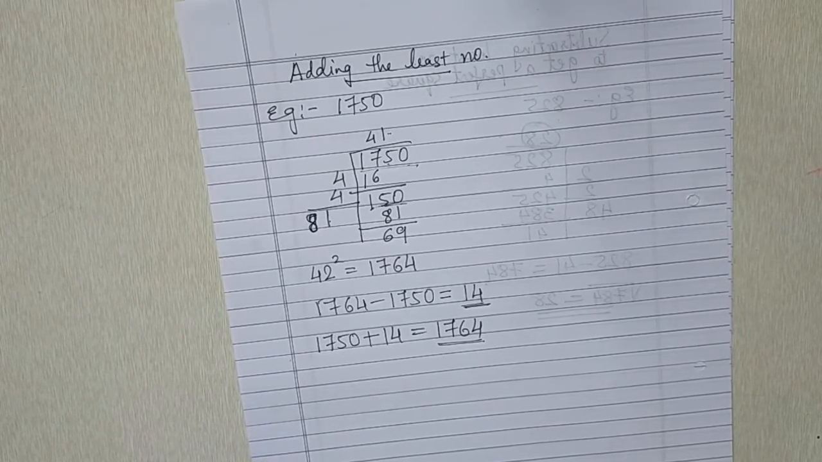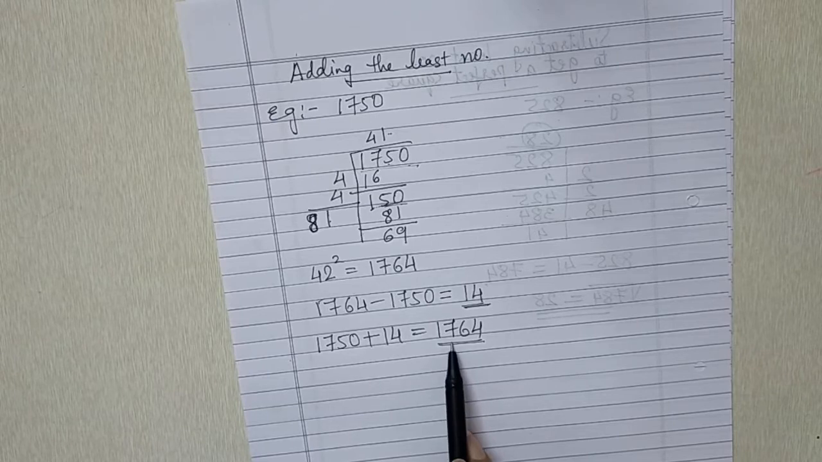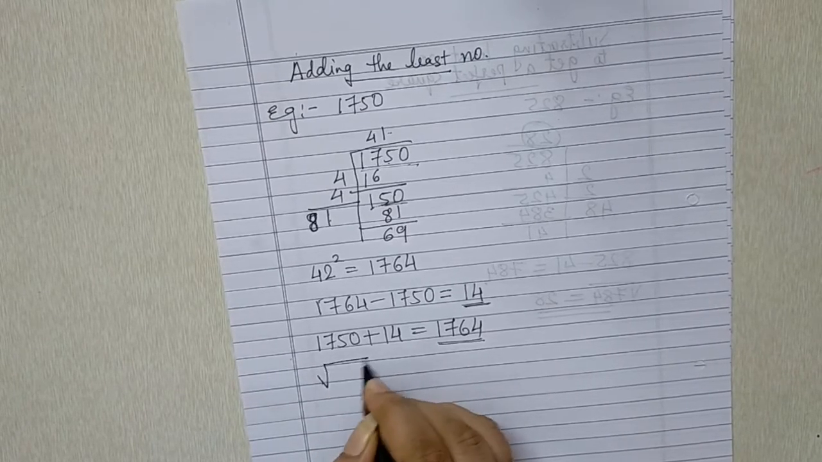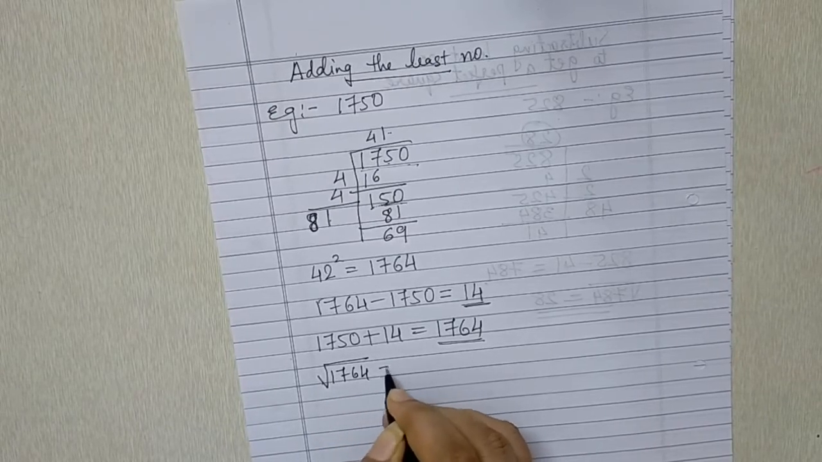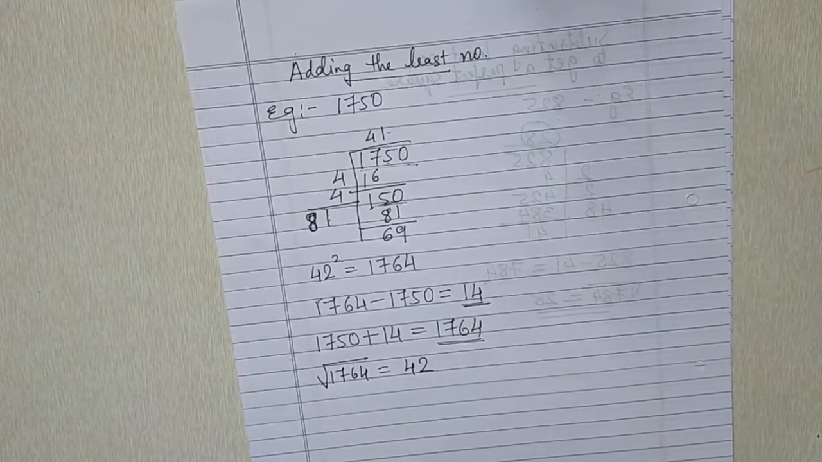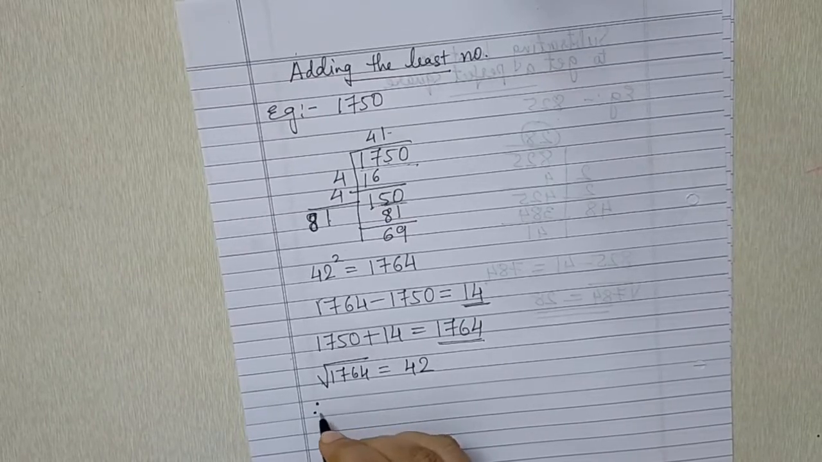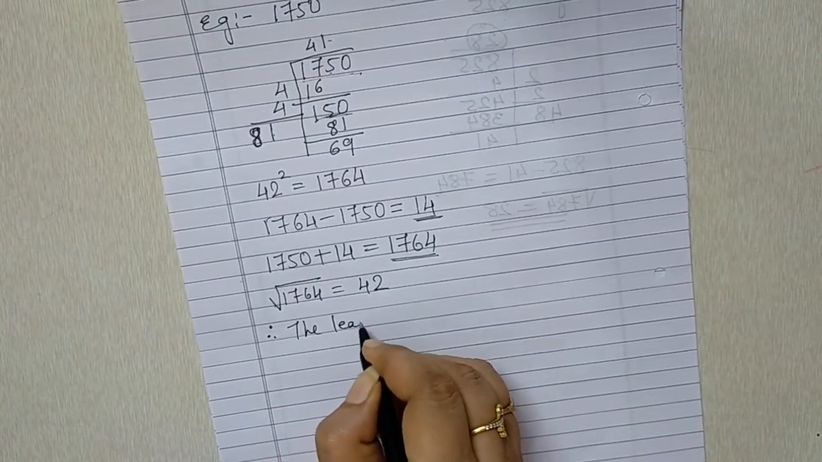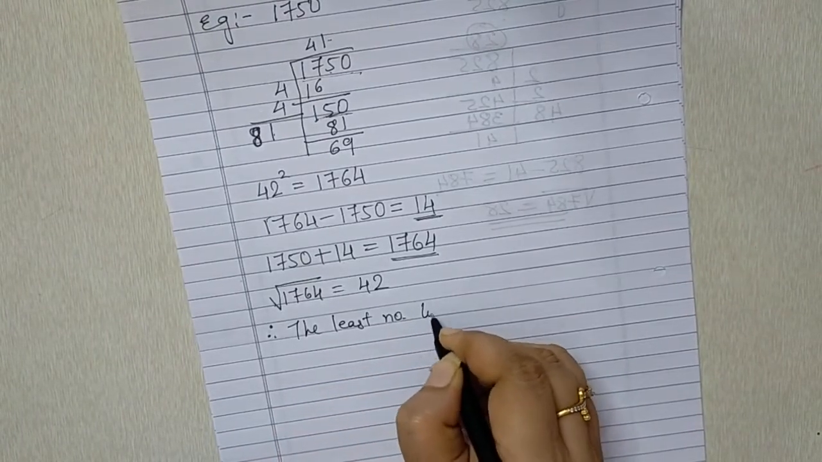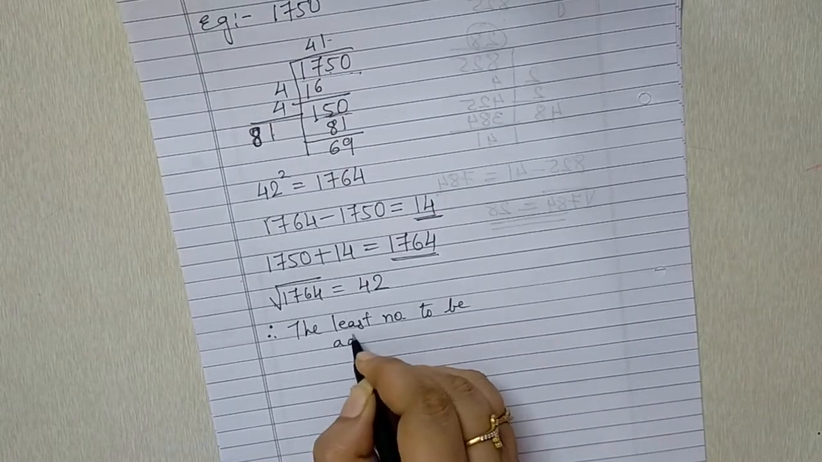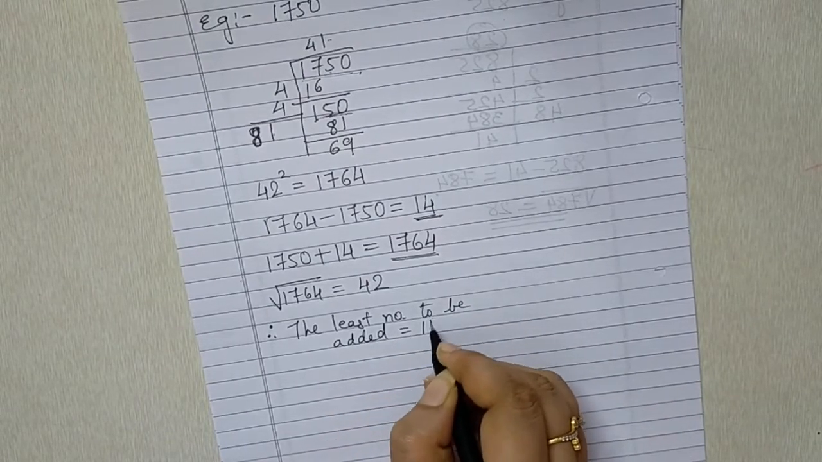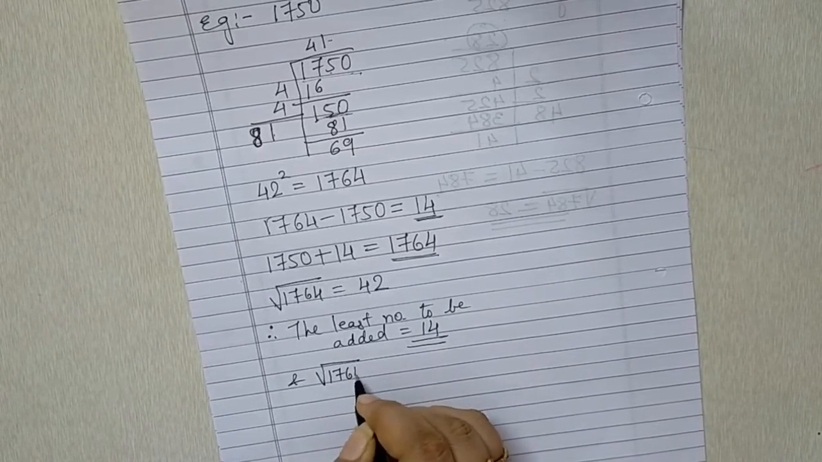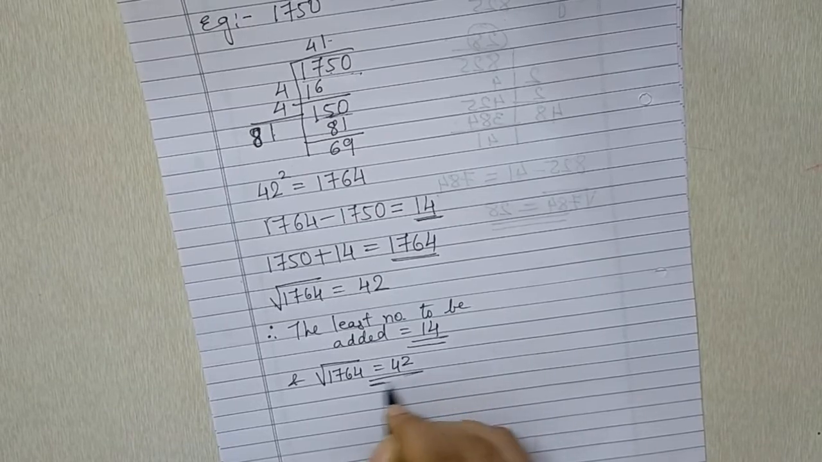Which is the very next perfect square number after our question? 1764. And what will be its square root? Its square root will be 42. Therefore, the least number which we need to add, the least number to be added, which is it? 14. And the square root of 1764 is 42.